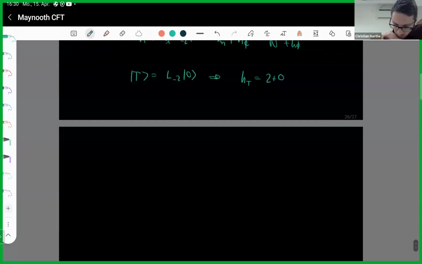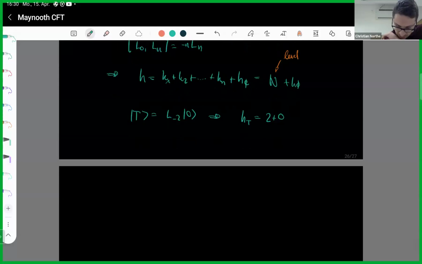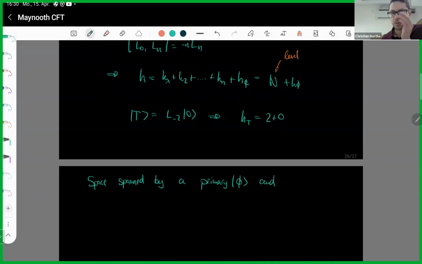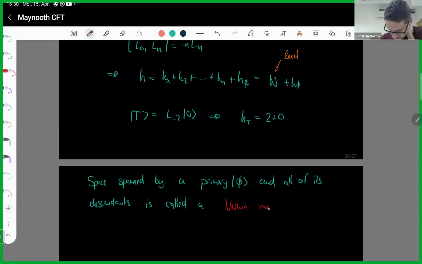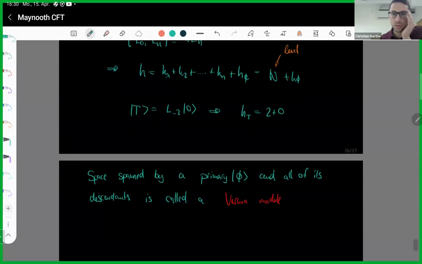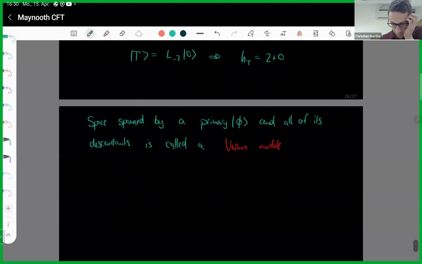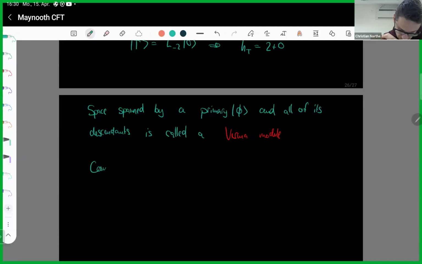So we can count the states. The space spanned by a primary phi, and I'm not going to say primary field or primary state, it's going to be understood from context, and all of its descendants is called the Verma module. This is just a name. And the notion of a module is from representation theory, but for lack of time, I won't talk anything about that. So we can actually count states.